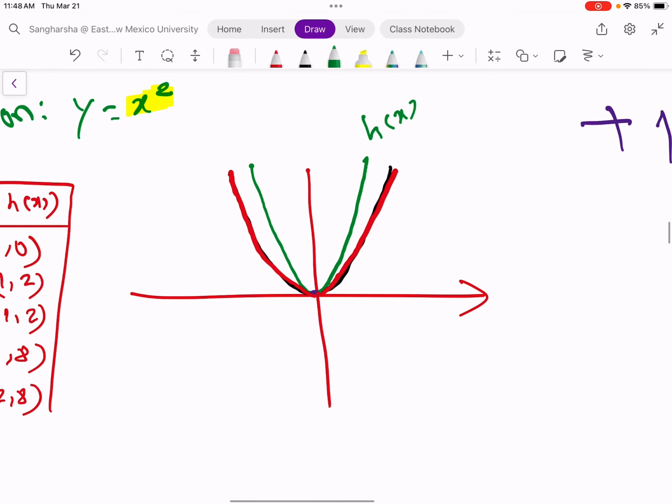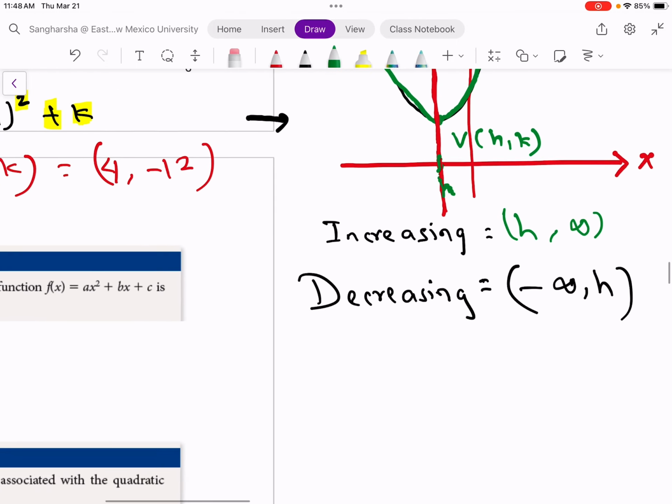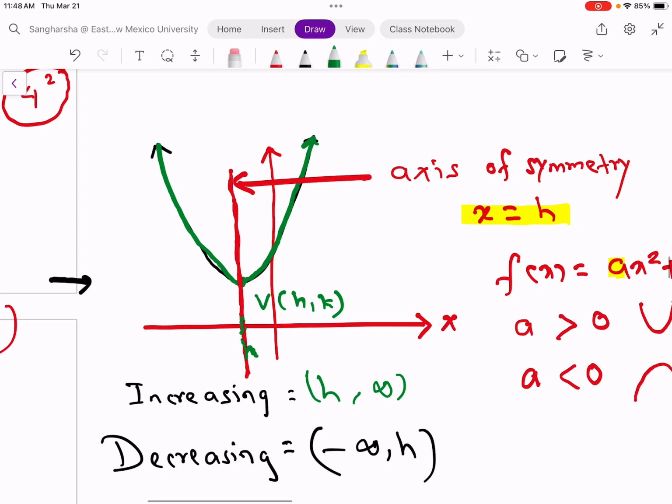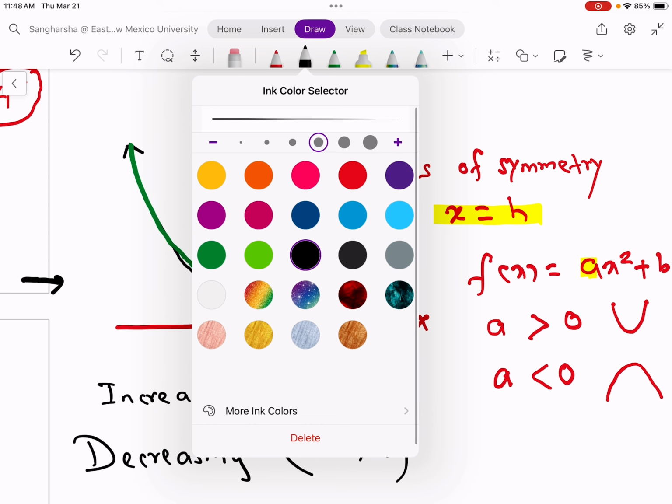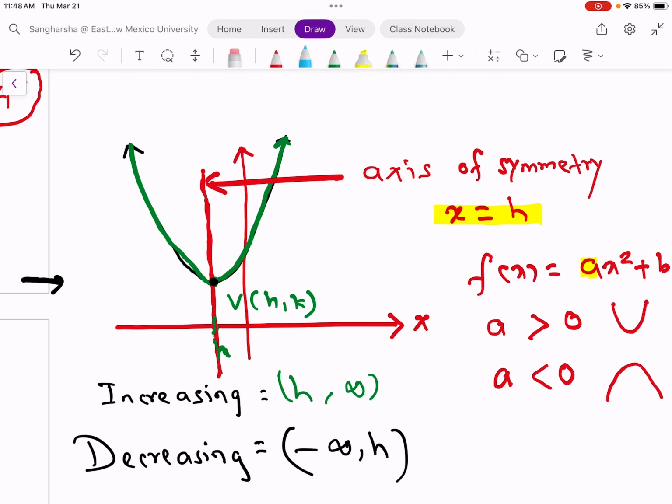One more thing. This parabola has an infinite number of points. So what can we say about the height of this point, which is the vertex, in comparison to the height of other points? That's the lowest point, right?